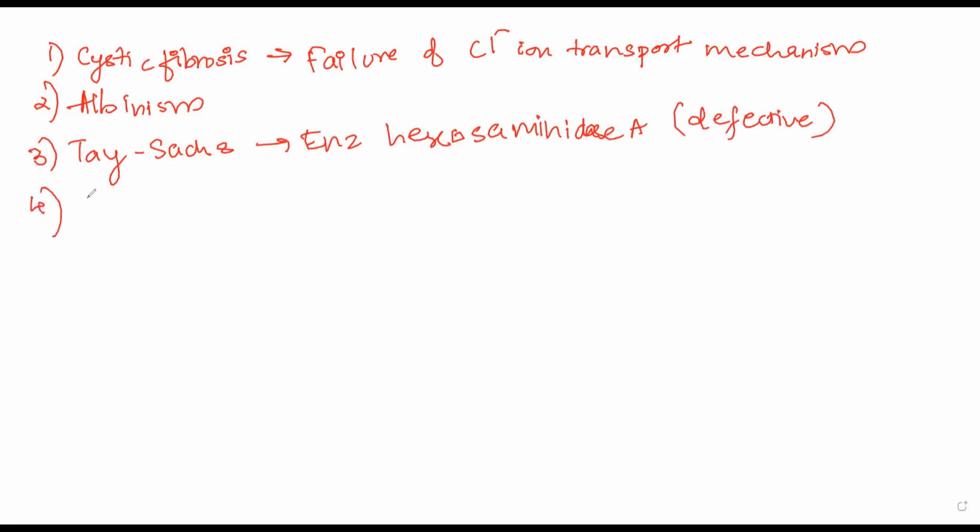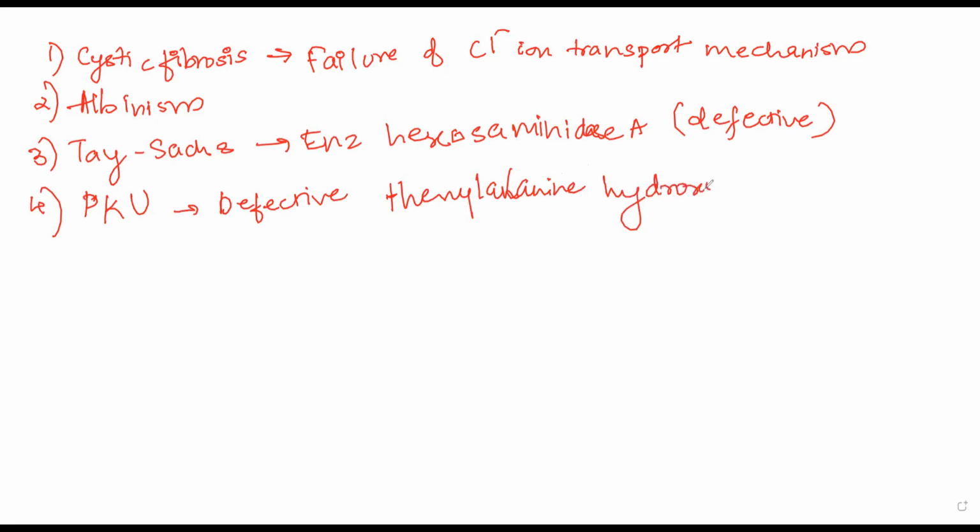Another example is PKU. What is that? Phenylketonuria. And the defective enzyme in this case is phenylalanine hydroxylase. Okay. And then you have other diseases like alkaptonuria. So these are the important diseases with respect to autosomal recessive.